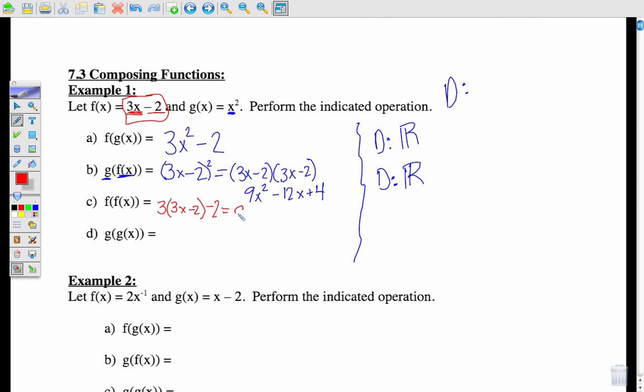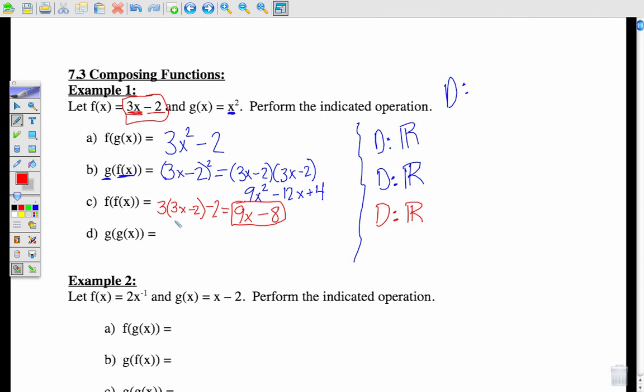I'm going to distribute here. I'm going to put the 3 in there. Combine like terms, you should end up with a 9x, and that'll be minus 6 minus 2 more, minus 8. That is what f of x would be. The domain here does not break any of the rules, so it is all reals.